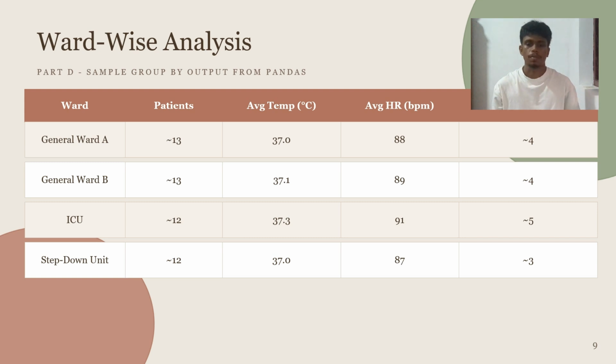The ICU has about 12 patients but shows the highest average temperature at 37.3 Celsius and the highest heart rate at 91, and the most infected patients, at around 5. The step down unit is the most stable with the lowest heart rate and fewest infections.